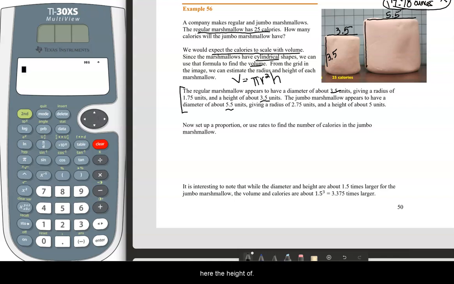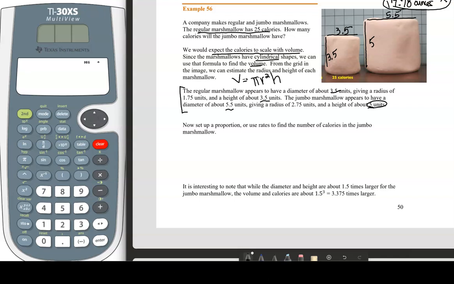And then over here, the height of the other marshmallow is approximately 1, 2, 3, 4, and they go with 5. I assume they're counting these here. Once again, I would argue that. But going with the book, we have 2 marshmallows with these dimensions, and the dimensions are whatever they happen to be. They might be centimeters, they might be inches. I have no idea what a regular marshmallow or a large marshmallow is for this particular company.